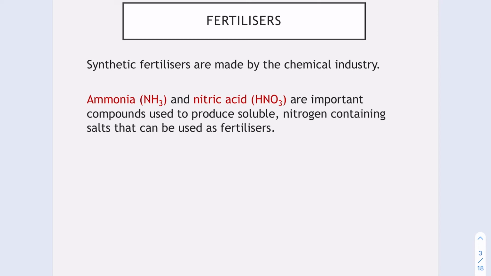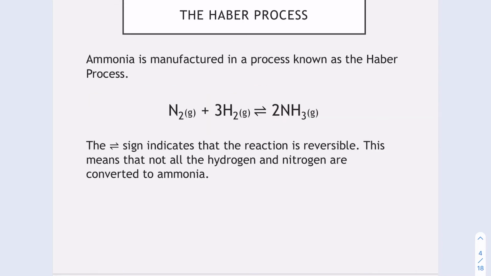We're going to look at the production of ammonia and nitric acid. They're really important compounds that are used to produce fertilisers, as they mainly make nitrogen. The Haber process is used to manufacture ammonia, and we've got this little equation here. The little arrow means that it's a reversible reaction, so not always is ammonia produced. Sometimes it can go back the other way and make nitrogen and hydrogen.